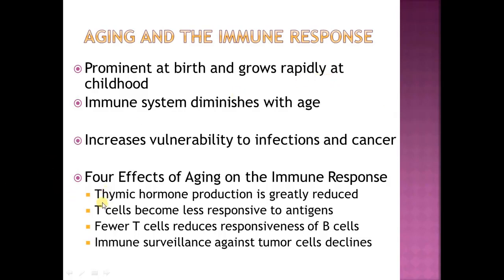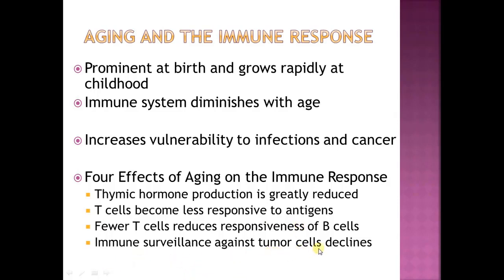Why? Because thymic hormone production is reduced. The thymus, which should modulate this, is being replaced by fat tissue. The T cells, the cytotoxic cells, become less responsive to antigens. So with fewer T cells, naturally the responsiveness of B cells also decreases because T cells modulate the B cells indirectly.